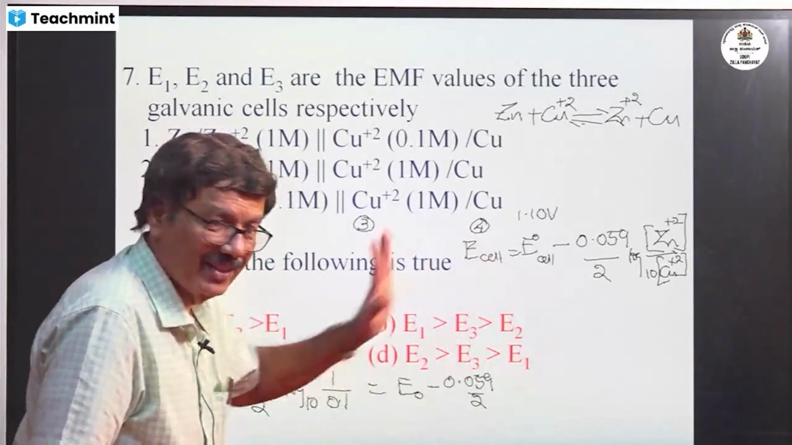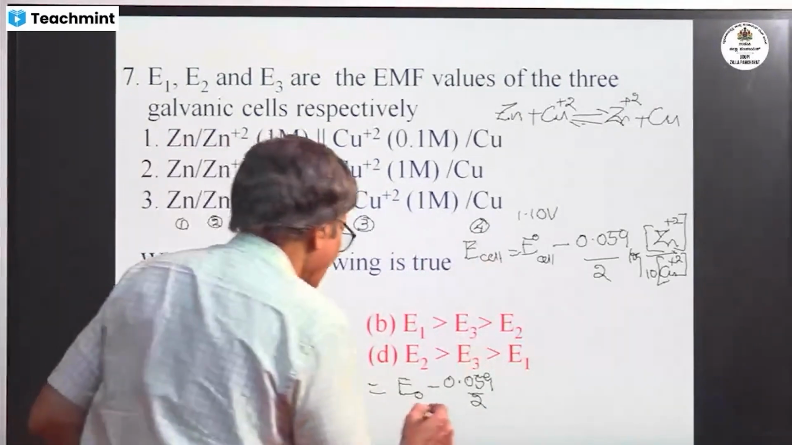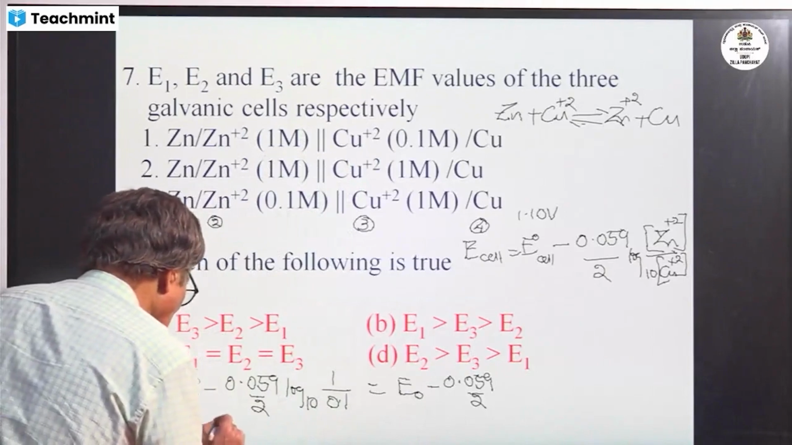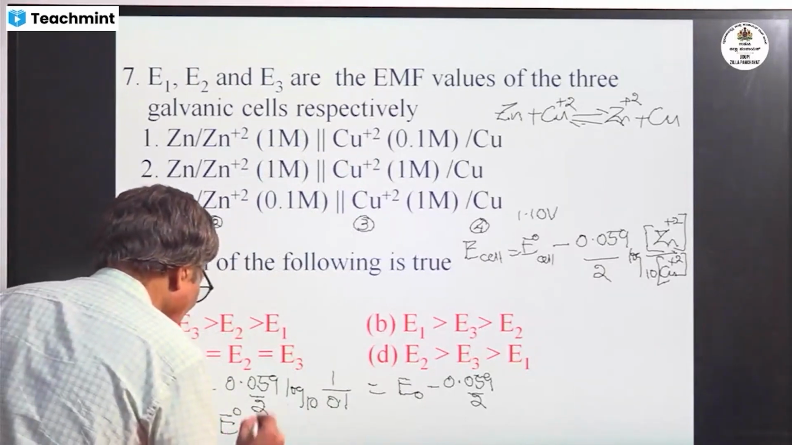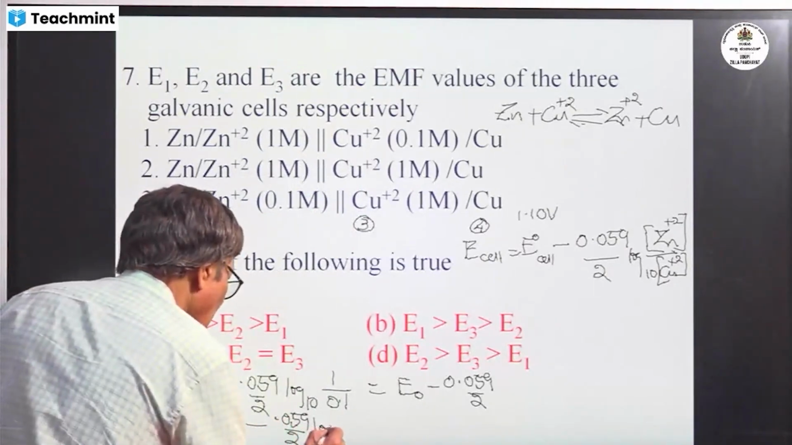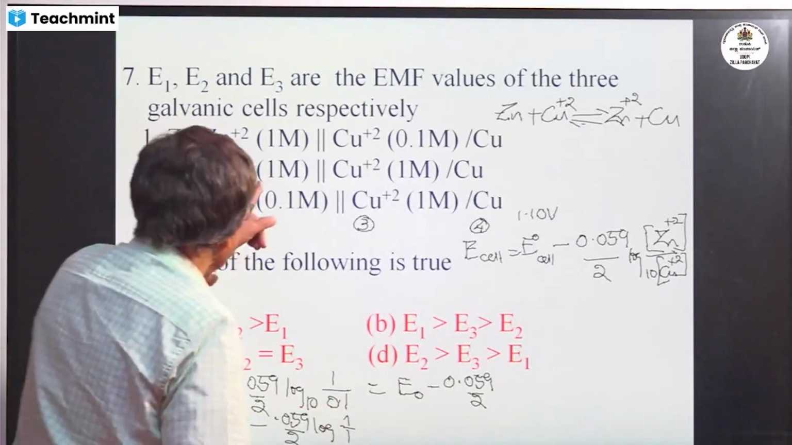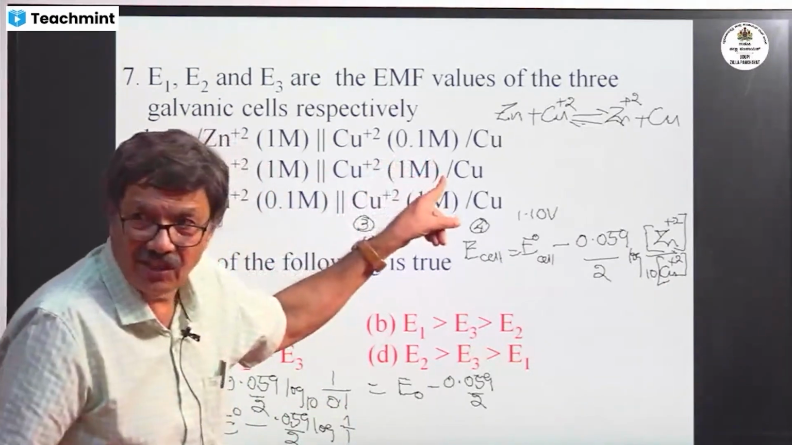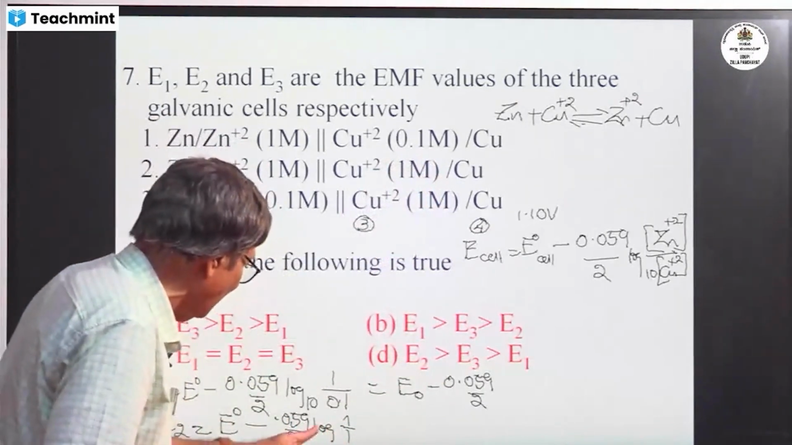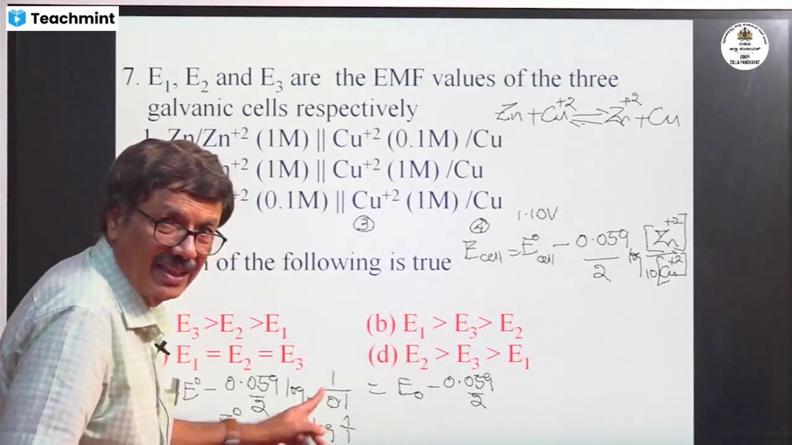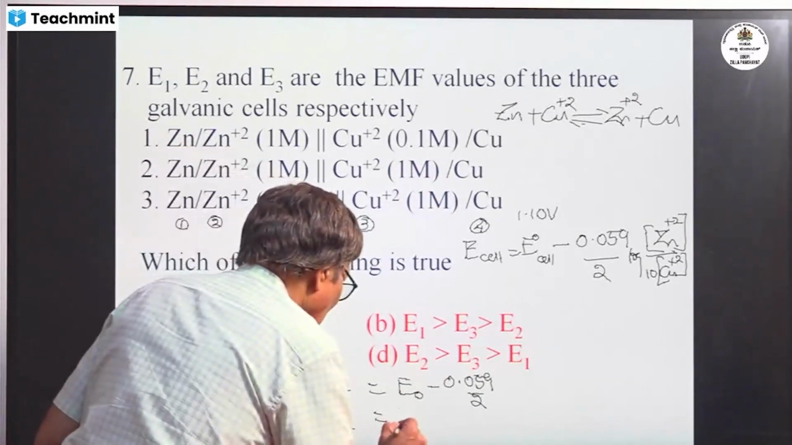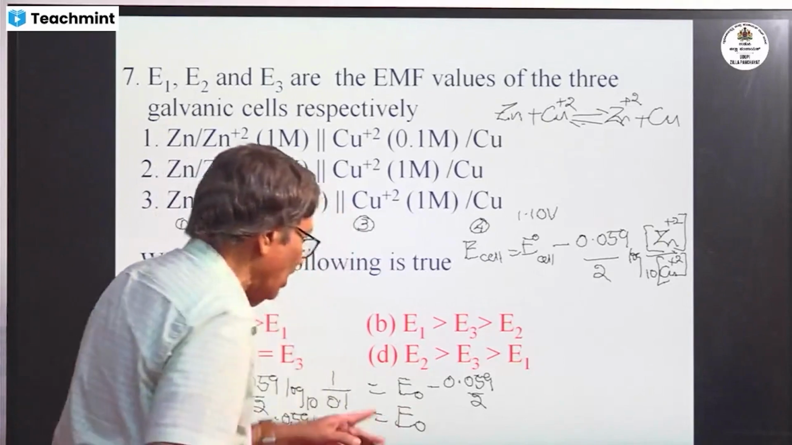Then come to E2. E2 is E naught minus 0.059 by 2 log 1 by 1, because this concentration is also 1, this concentration is also 1. 1 by 1 is 1, log 1 is 0, so the entire term disappears. It becomes E naught, because the other term disappears.